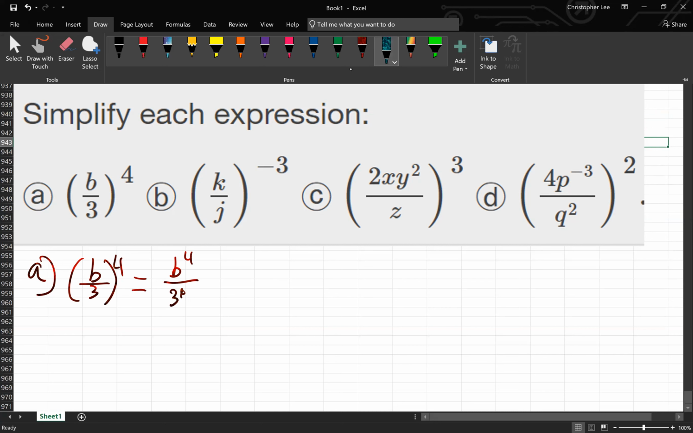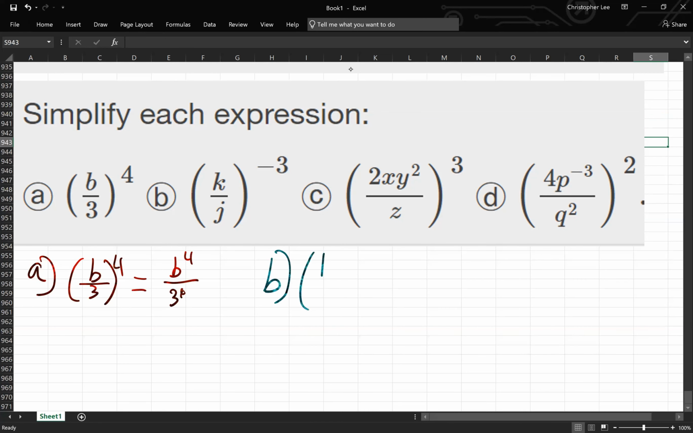Looking back at B now, I have k over j to the negative third power. We remember what's going to happen. Everybody's going to get that negative third power. But there was also a property that we learned previously: change the power to positive and just flip the fraction on the inside. So this is actually equal to j over k to the positive 3 power, just like that. And keep it simple.